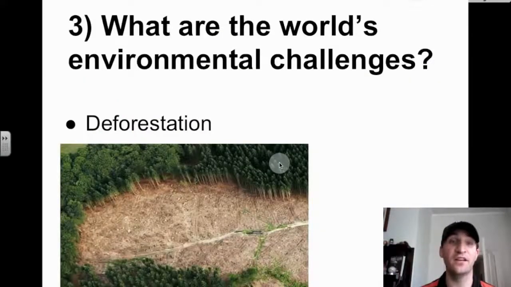Number 3, deforestation is an environmental challenge. And you see this photograph here that shows deforestation, the cutting down of trees, which can lead to environmental challenges affecting our air supply.